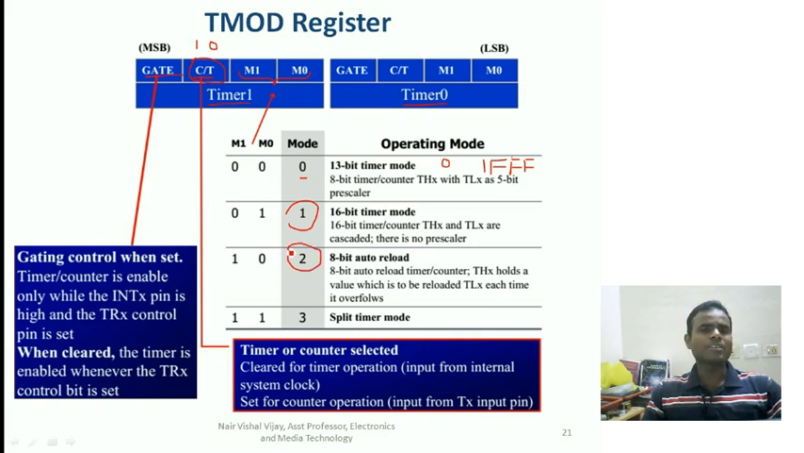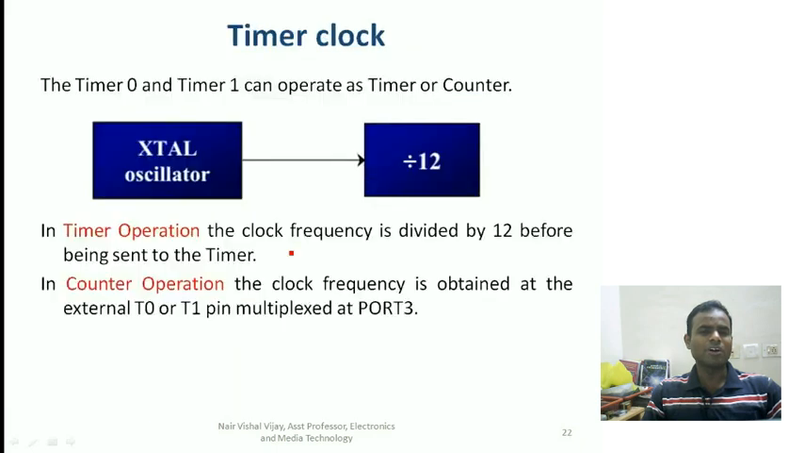Now timer requires a clock to operate. That is called the timer clock. The timer clock operates at a frequency that is the oscillator frequency divided by 12. Your microcontroller has an oscillator frequency, and when this is divided by 12 it gives you the timer clock frequency for your timer. So whenever your microcontroller is operating in timer operation, the timer clock is set as 1/12 of your oscillator frequency. Okay, so let's move ahead.